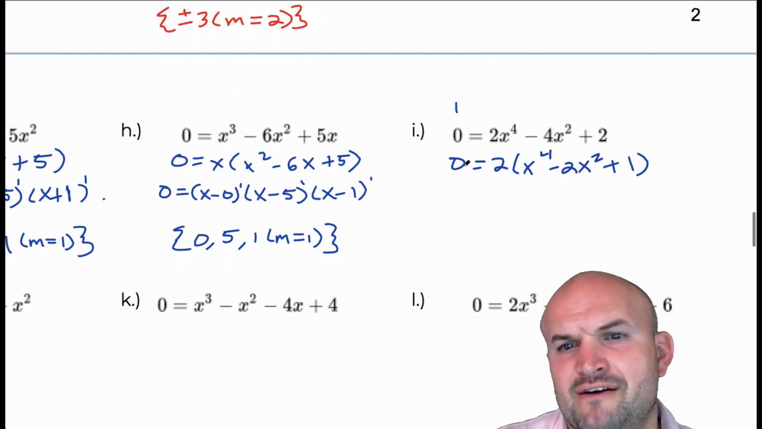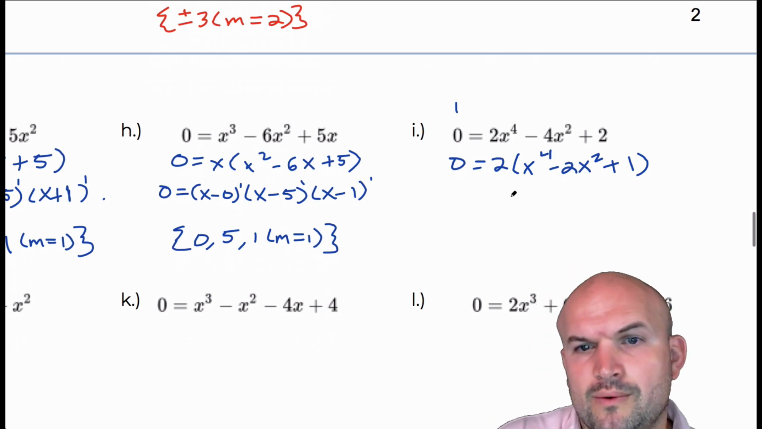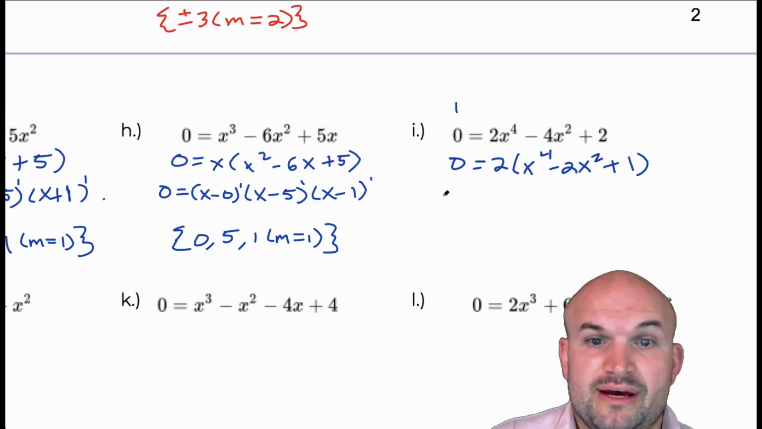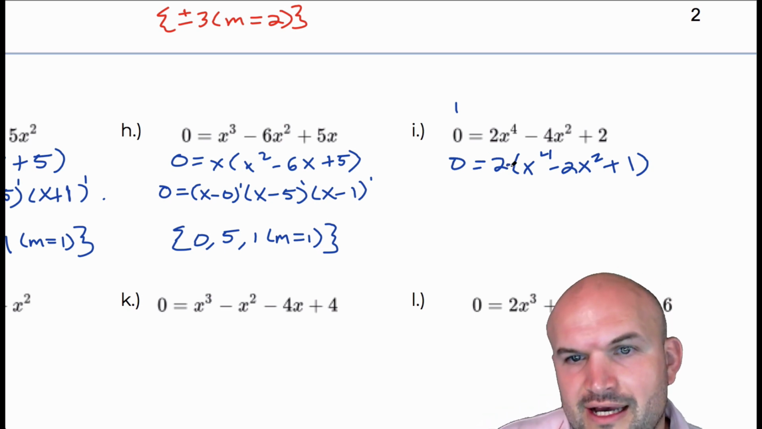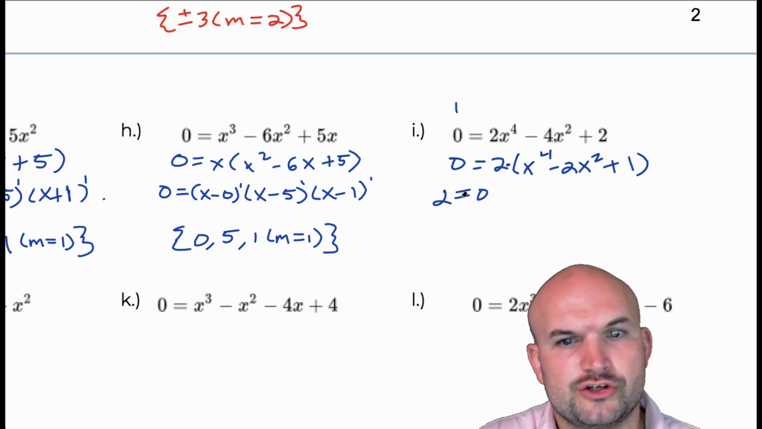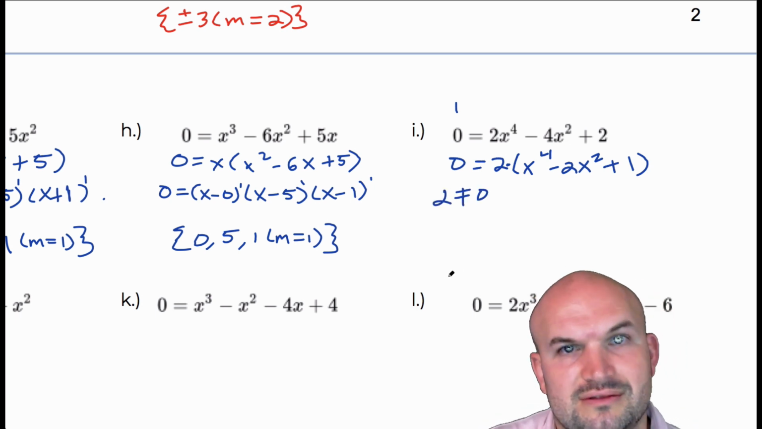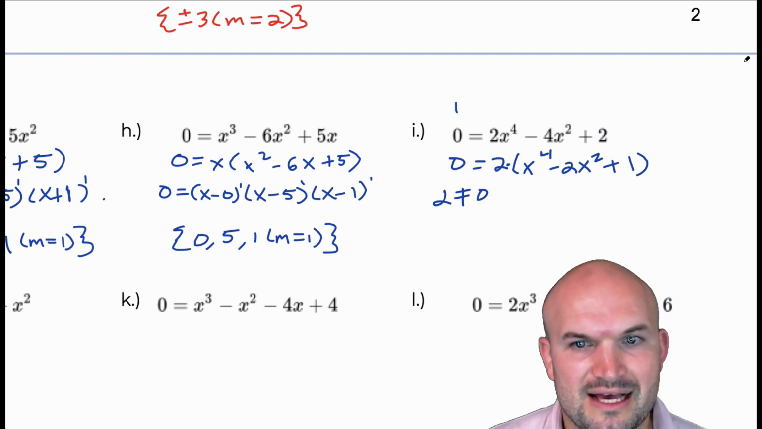Now the other problem we have in this example is this 2. What do we do with this 2 here? It might be coming to mind, oh, well, that means that's a 0, right? But if you use the zero product property and you set this equal to 0, you have 2 is equal to 0. Well, that is not true. That is a false statement. So 2 is not equal to 0, so that doesn't even make sense.